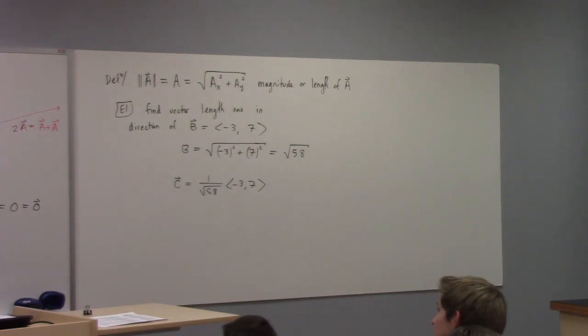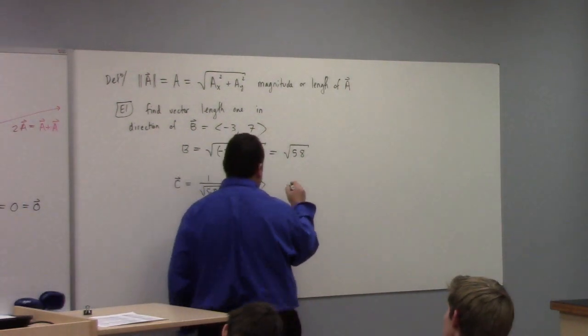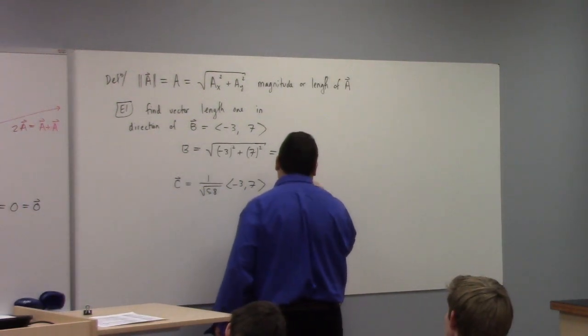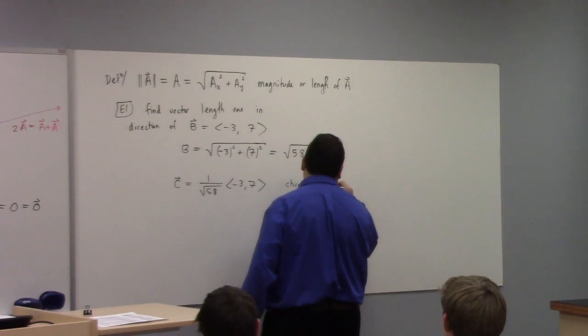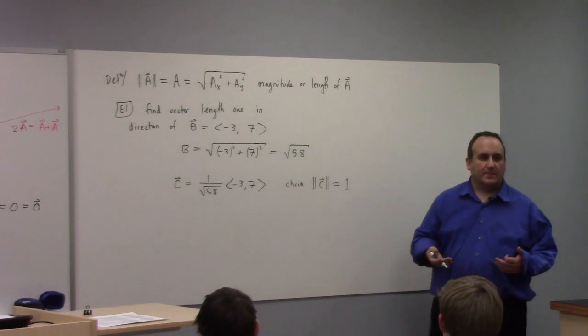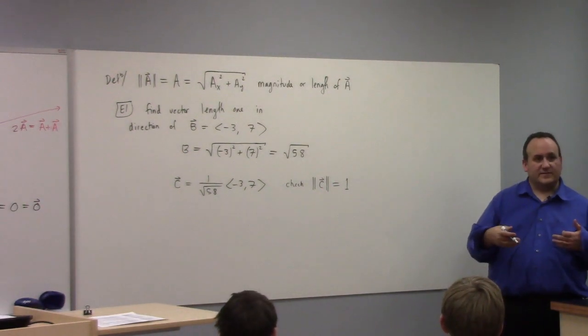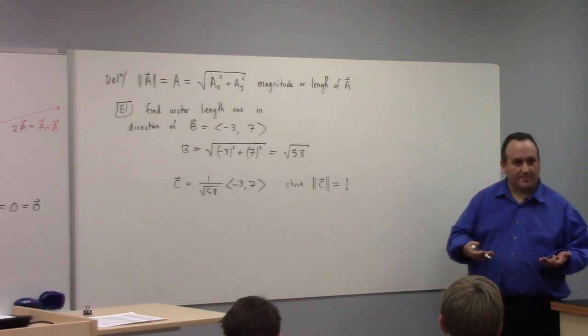Calculate the length of this. What happens? You can check. The length of c is equal to 1. This is not an accident, all right? So this thing I just did, I took the vector and I divided by its length. This is called normalizing a vector, all right?